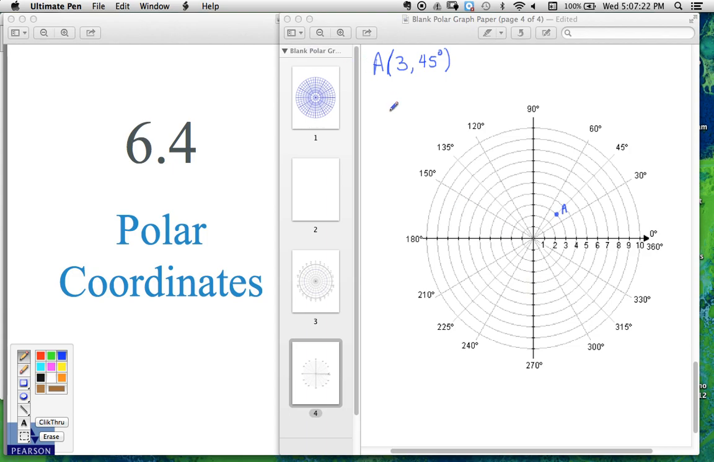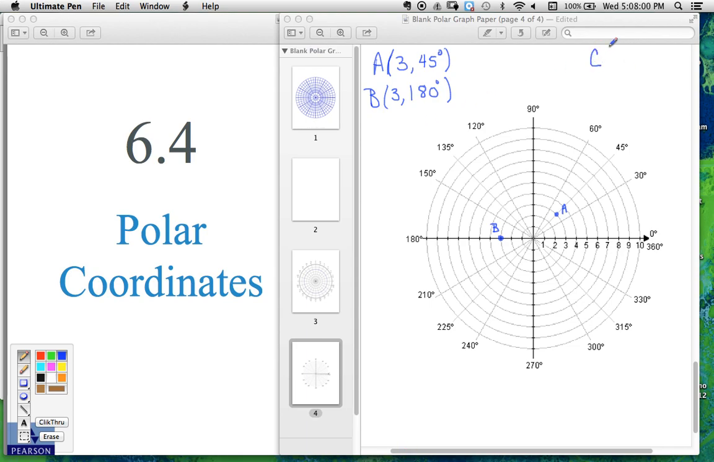Another point might look like this: B, 3 at 180 degrees. Very similarly, we would track over to 180 degrees, and we want to be 3 rings out from the center, and that's B. So it's just a different way of locating points on a plane, but using r and theta instead of x and y.